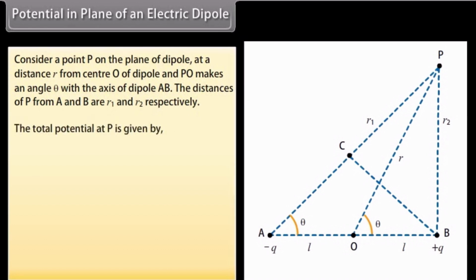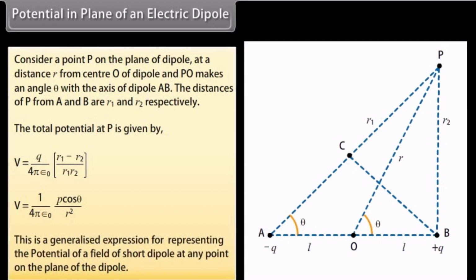The total potential at P is given by V equals q upon 4 pi epsilon naught multiplied by R1 minus R2 upon R1 R2, which is equal to 1 upon 4 pi epsilon naught multiplied by p cos theta upon R square. This is a generalized expression for representing the potential of a field of a short dipole at any point on the plane of the dipole.